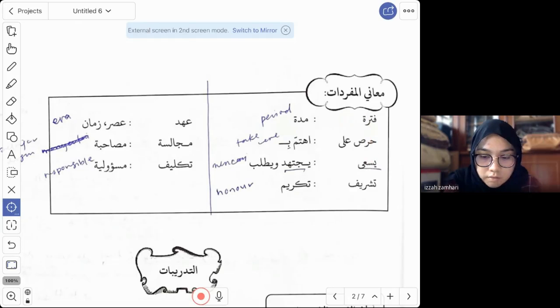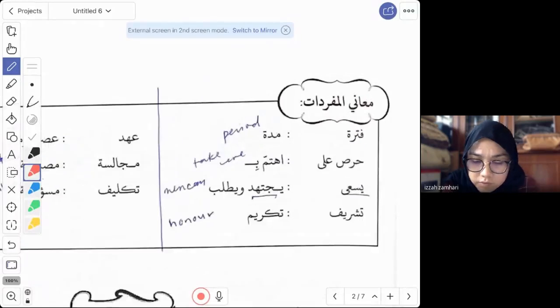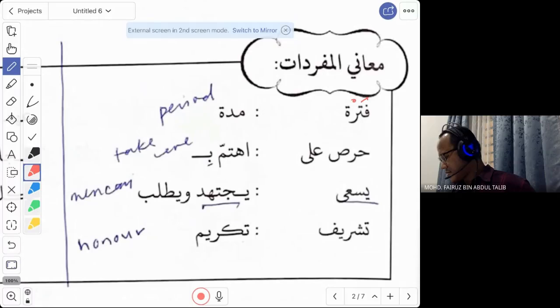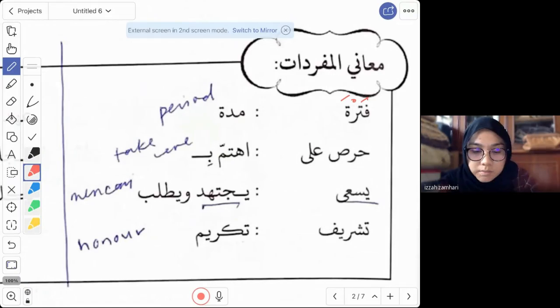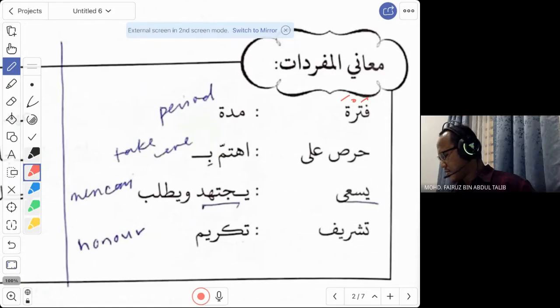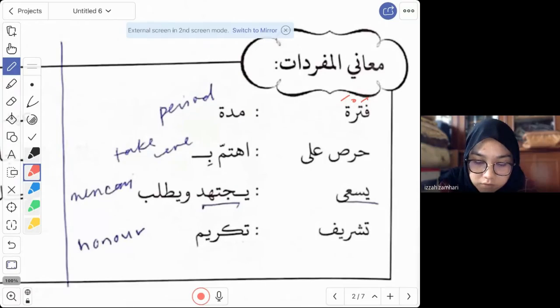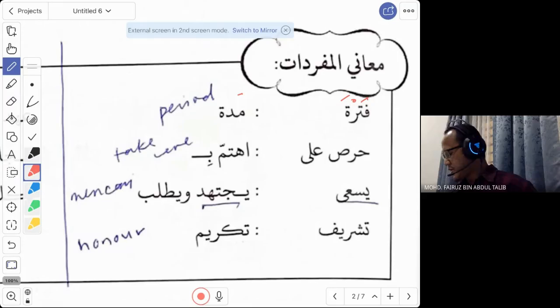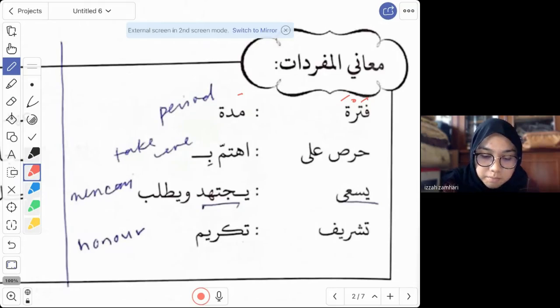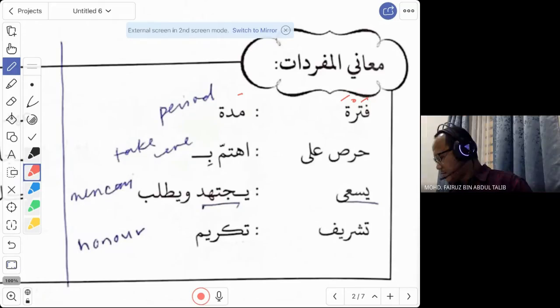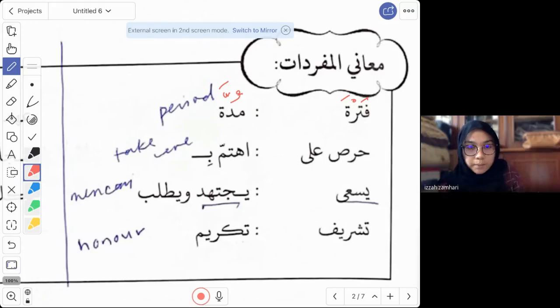So, fatra means period. So the meaning of fatra? Fatra means period. And muddah. Okay, it is synonymous to the word muddah. So muddah is also period.